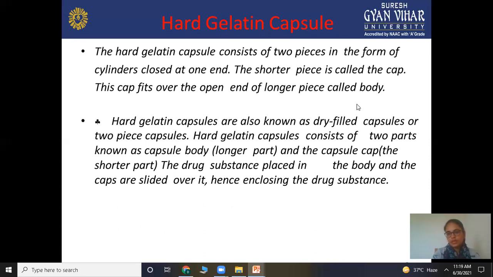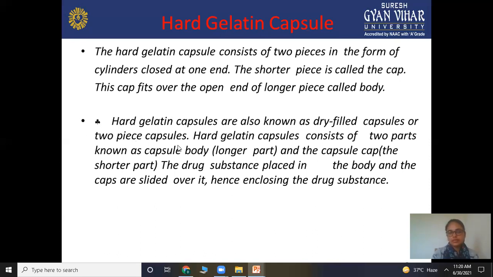which is called the body. Means the upper part is known as the cap part, a shortened piece, and it is small in size compared with the body or lower part. The cap easily fits with the lower body part. This upper part is the cap and the lower part is the body. The upper part is small in size, the body part is larger, and the cap easily fits over this body part.